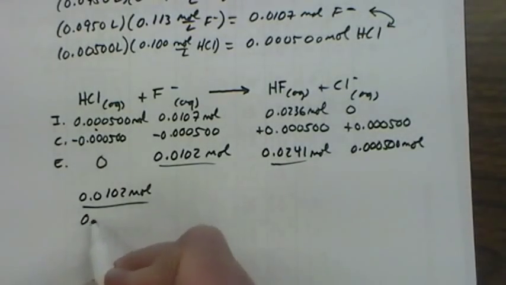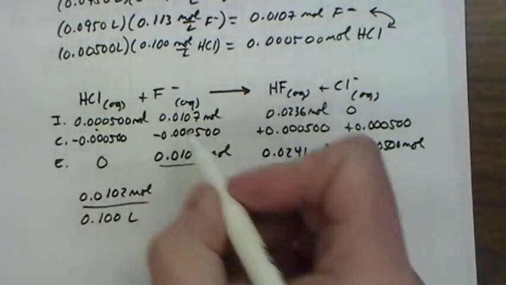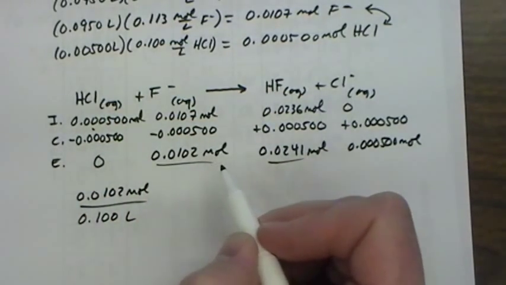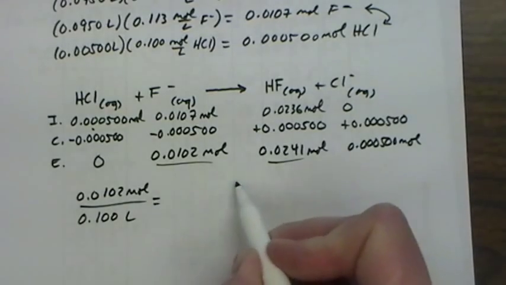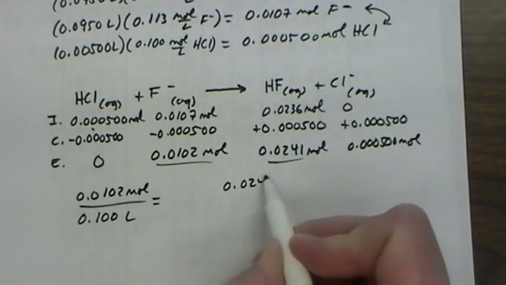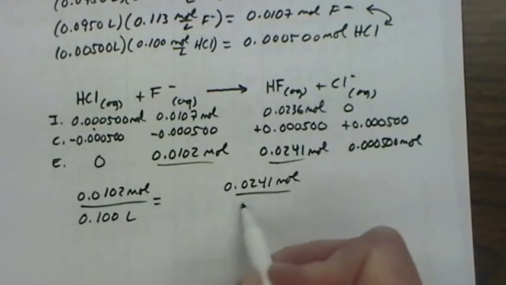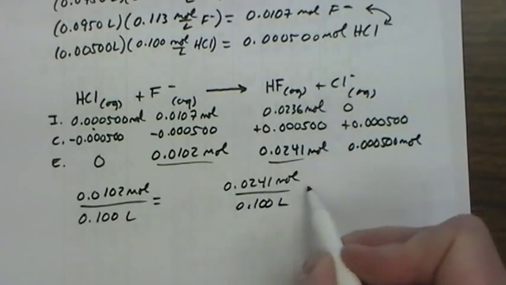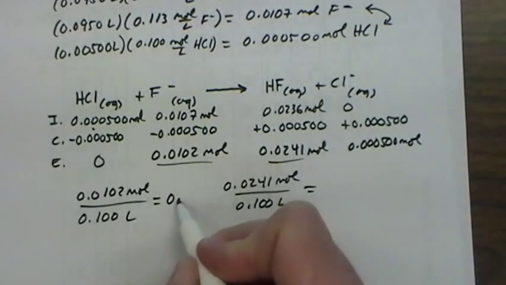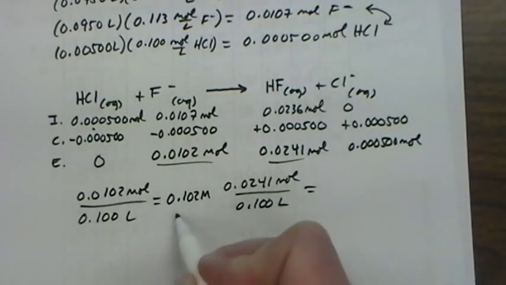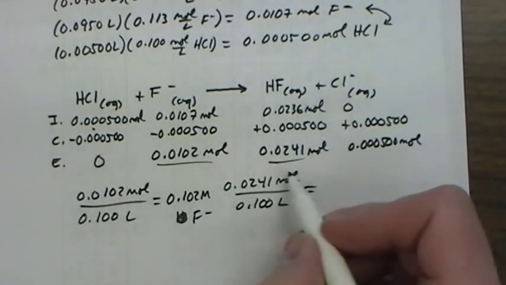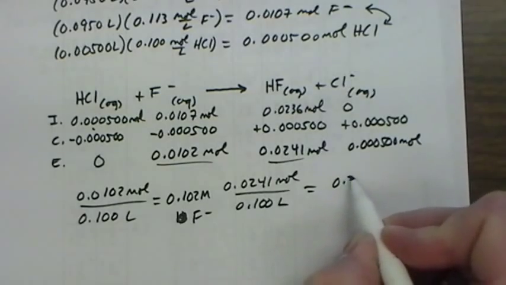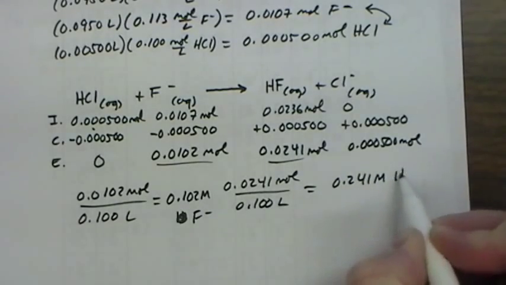Now we divide by the new volume. We had 95 mils of the buffer that contained HF and F minus, and we added 5 mils of HCl to it, so we have 0.1 liters. And so this becomes 0.102 molar F minus, make sure I get that set up correctly, and then 0.241 molar HF.